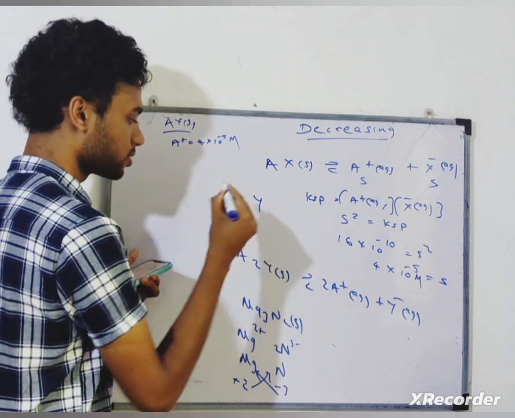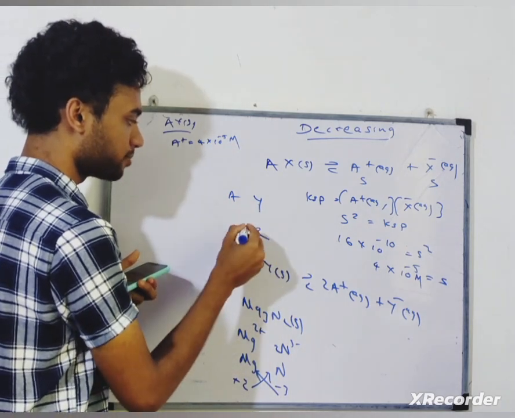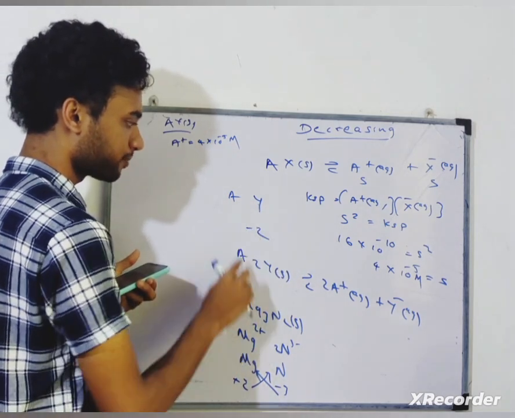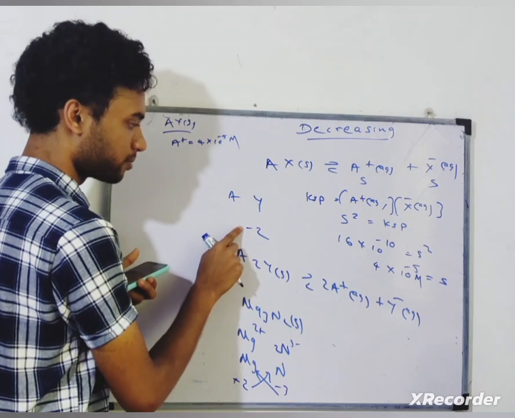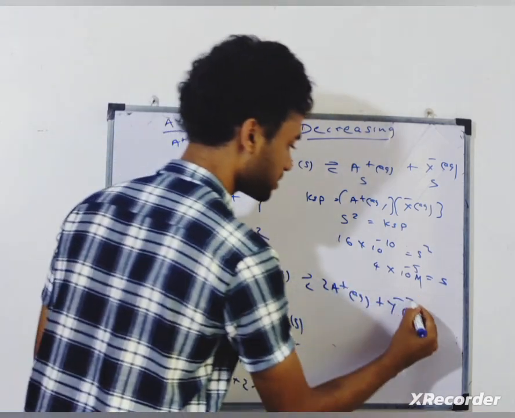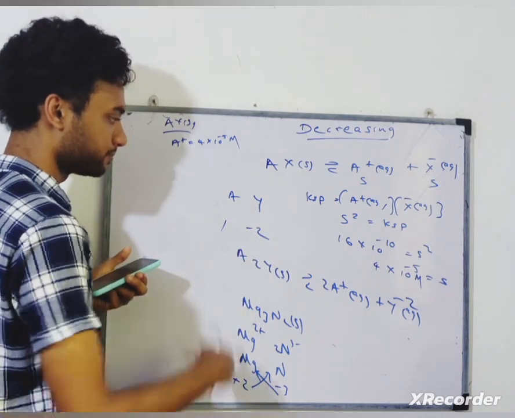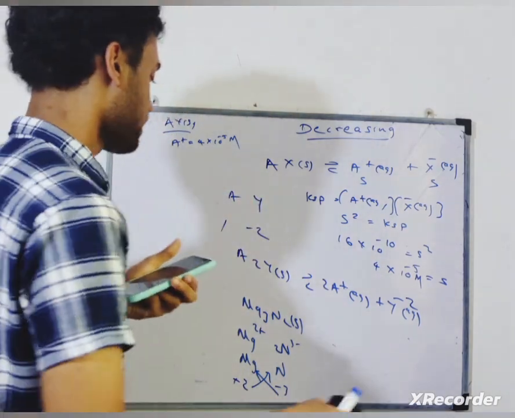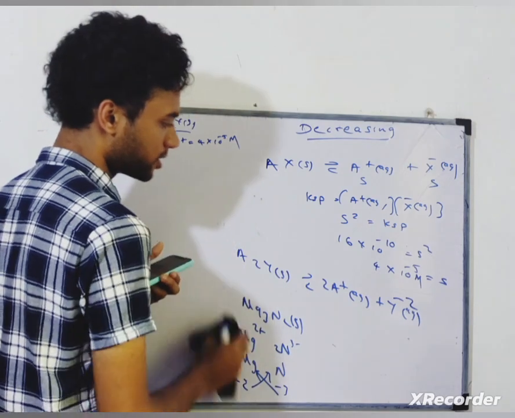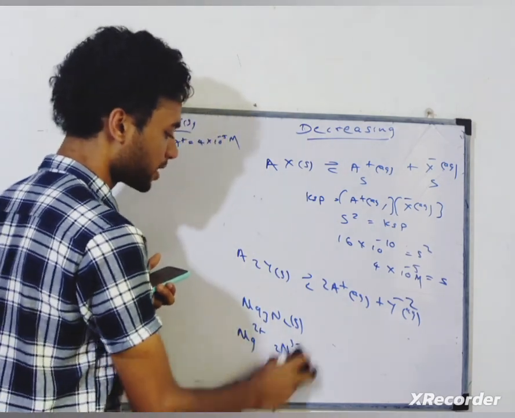Just like that, we get A and Y. So how did A get 2? Because Y had minus 2, right? That clear? Y has minus 2. Got it? So this is minus 2. Therefore, A should have 1. Is that clear? So we have 2A+ plus Y2- as the ions.